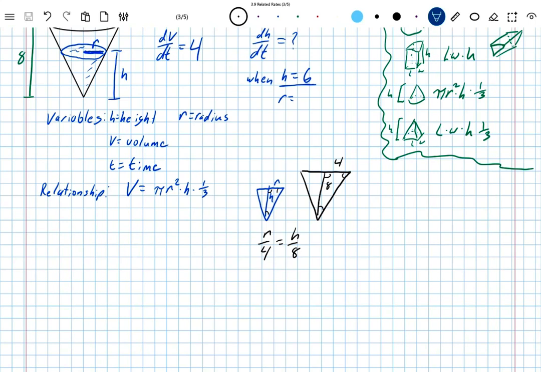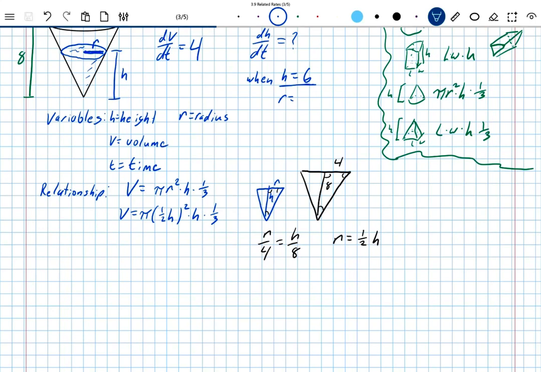And now I'm just going to solve. And I'm going to say, okay, it looks like r is equal to, multiplied by the 4, 1/2 h. Fantastic. What does that buy me? It means I can rewrite this as v equals pi times 1/2 h squared times h times 1/3. And now I've just got a single variable. Almost always, if you have 3 or more variables, you can do this. And you can do it at the beginning, like this, or at the end. Up to you. It's usually easier if you see it to do it now, because now your differentiation will be easier.